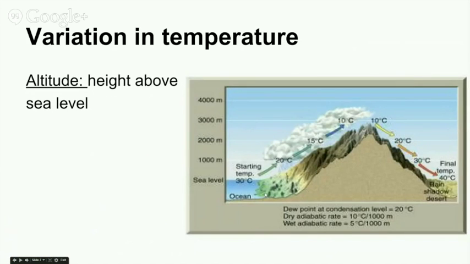And then we have altitude, which is the height above sea level. As we know, temperatures decrease as altitude increases in the troposphere. So as you go up a mountain, you're going up in the troposphere. So that means that higher altitudes are going to have cooler temperatures. Lower altitudes are going to have warmer temperatures.